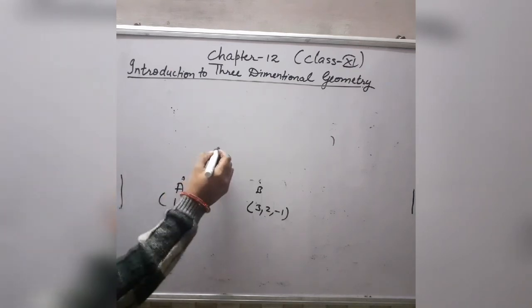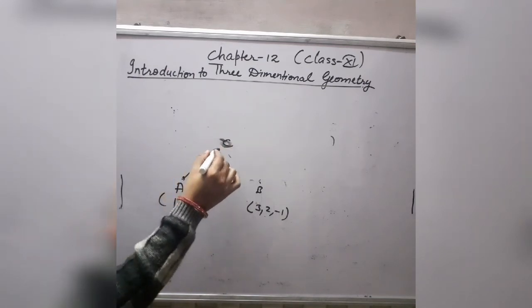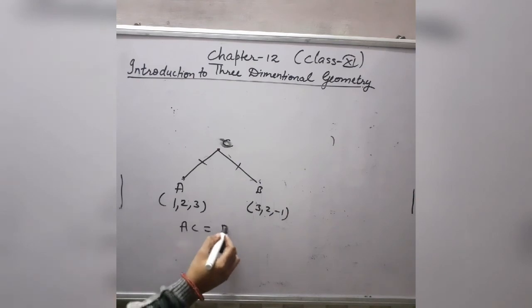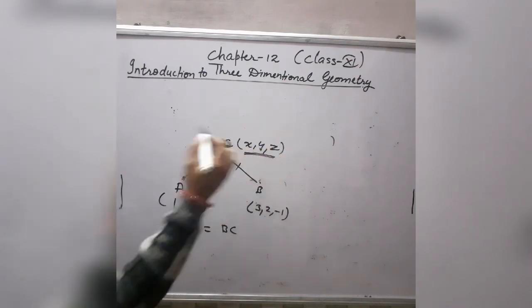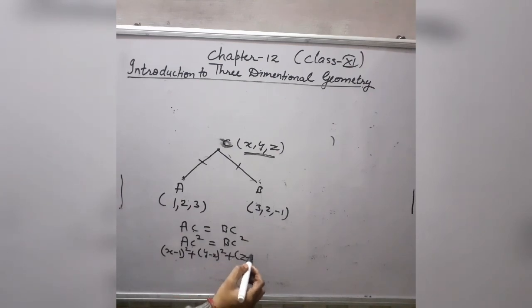So let us suppose we have a point, you can take this point as C, and the distance of this point from the given 2 points is the same, meaning AC is equal to BC, and we have to find the equation of the set of such points. So let us suppose the coordinates of this point are (x, y, z), and if AC is equal to BC, then AC square is also equal to BC square. Then what is the value of AC square? AC square is equal to (x minus 1) square plus (y minus 2) square plus (z minus 3) square.